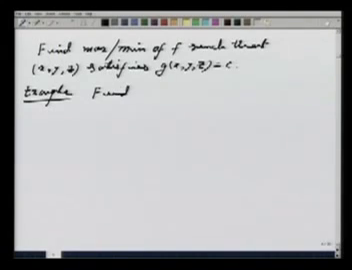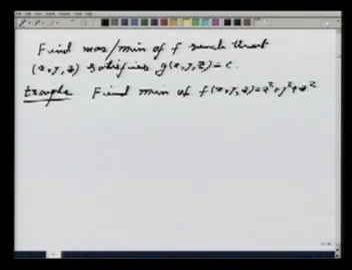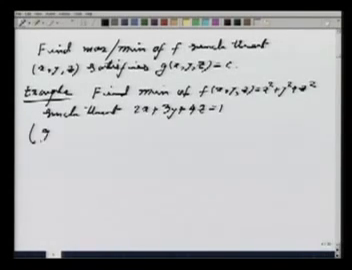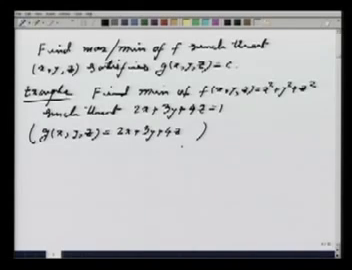A typical example which I have mentioned: find the minimum of f of x, y, z equal to x square plus y square plus z square, such that 2x plus 3y plus 4z equal to 1. So in this case, g of x, y, z is given by 2x plus 3y plus 4z. So g of x, y, z equal to 1 gives me the surface, which is a plane, and I want to minimize the function on this plane.